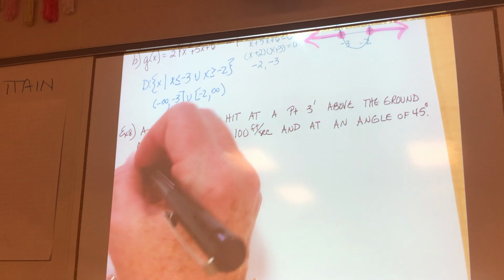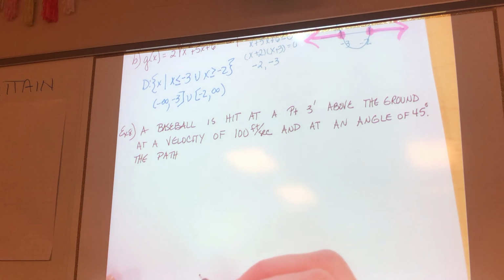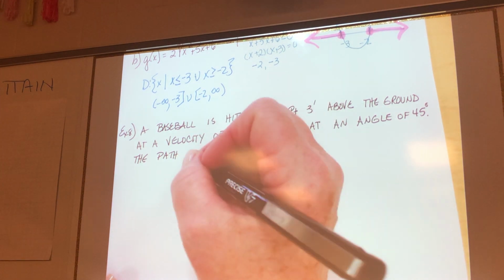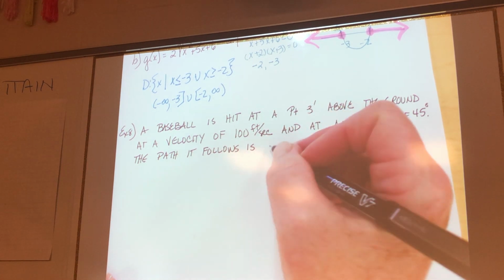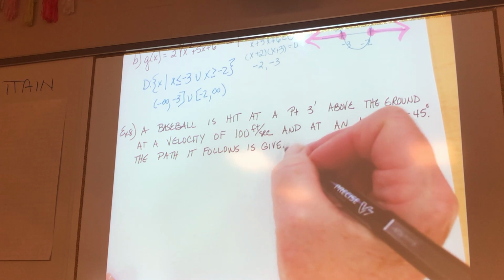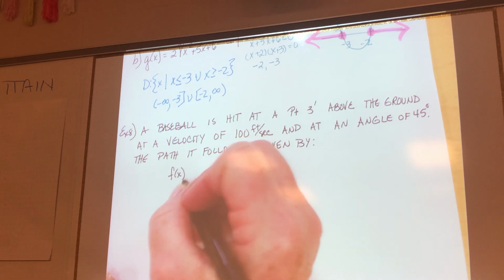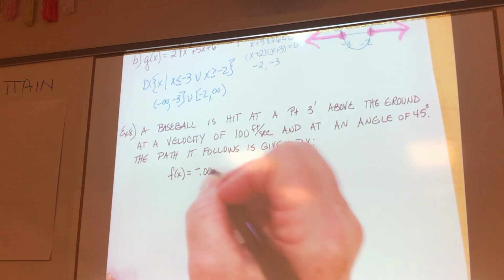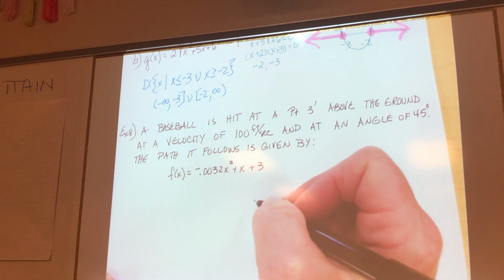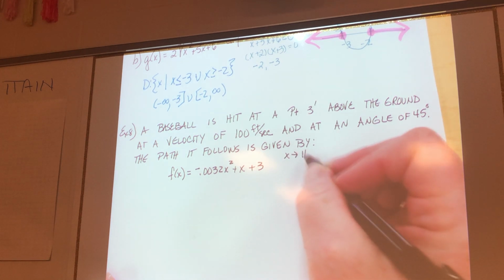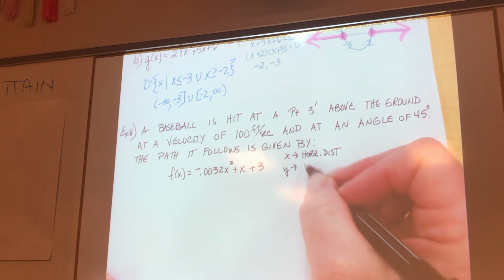The path it follows is given by: f of x is equal to -0.0032 x squared plus x plus 3. X is my horizontal distance, and Y is my height.